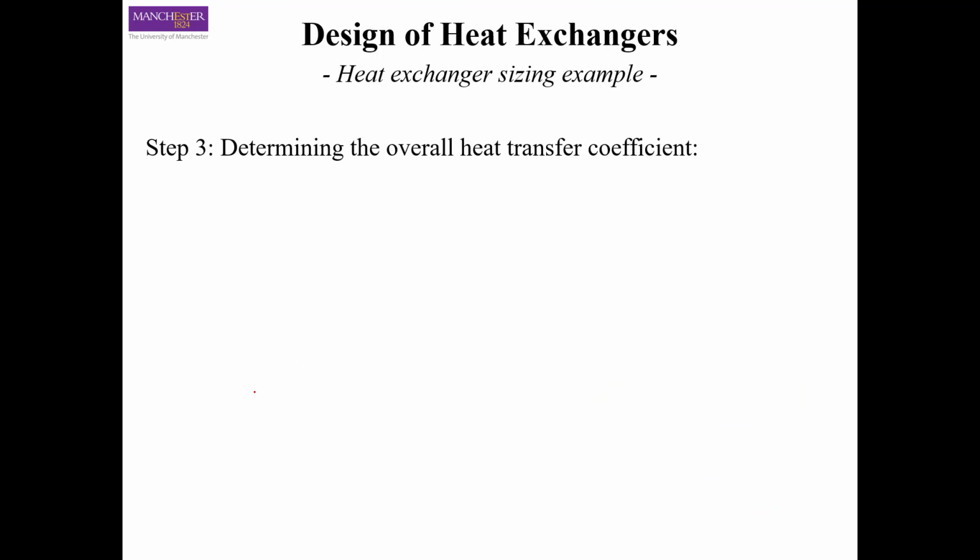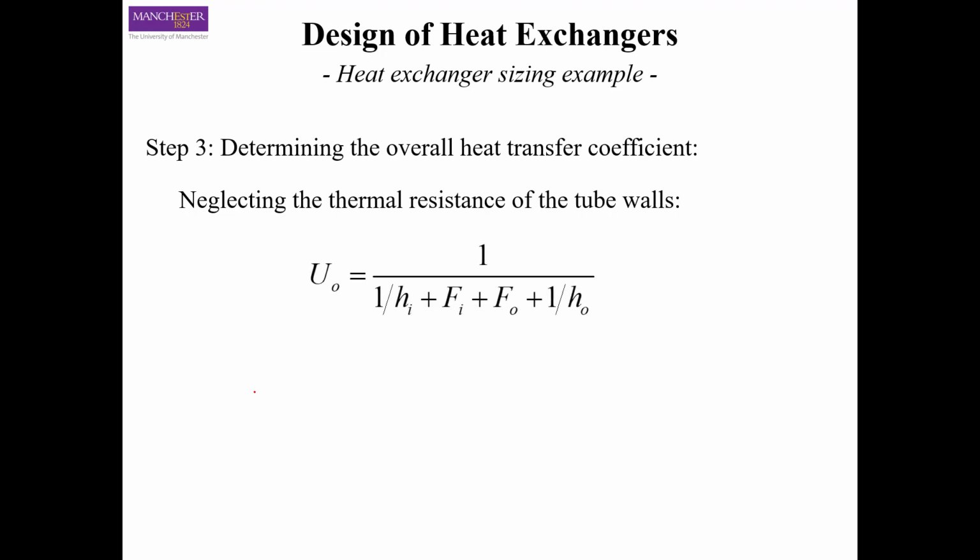Now step 3 is to calculate the overall heat transfer coefficient. To do that, we go back to our previous parts where we looked at the overall heat transfer coefficient, which accounts for all the thermal resistances involved in the system. Here we are assuming that the thermal resistance due to conduction is negligible, so we simplify the equation to this form, where we have the contribution from convective resistances and the fouling factors.